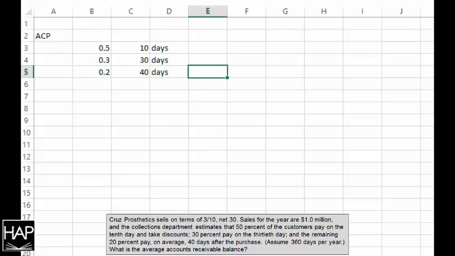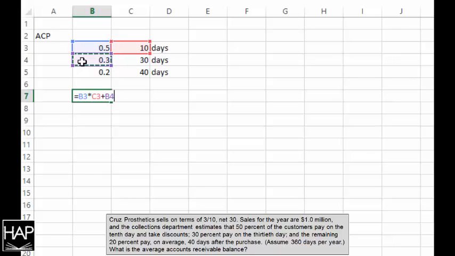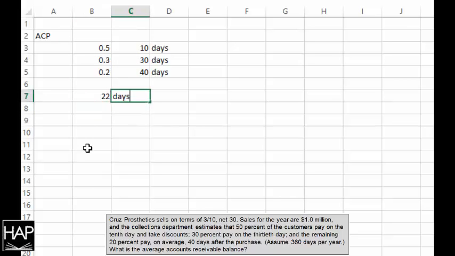I've expressed all of the percentages as decimals so that I can multiply them. So in order to calculate the average collection period, I would take 0.5 multiplied by 10 days plus 0.3 multiplied by 30 days plus 0.2 multiplied by 40 days. Again, I get the same number of 22 days as the average collection period.